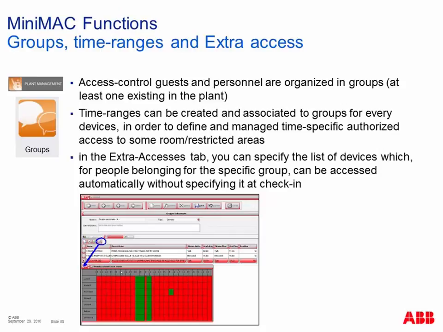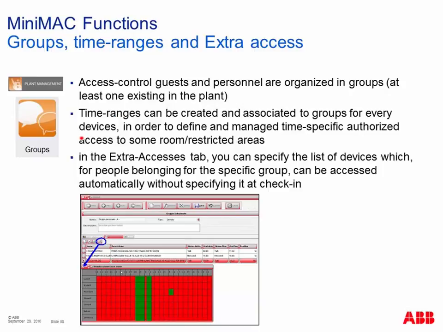Then we have again other additional functionality on MiniMAC. For example, we can manage time range. This means that in an installation we can grant access to some rooms or to all rooms, for example, to the staff, not all day, but only in one fixed period of the day, for example from 9 to 12, for people that have to clean the room.